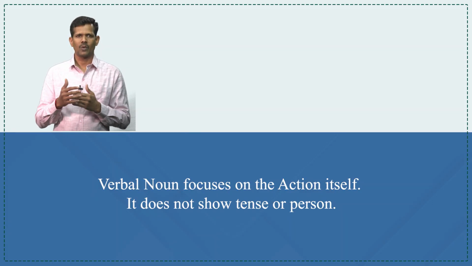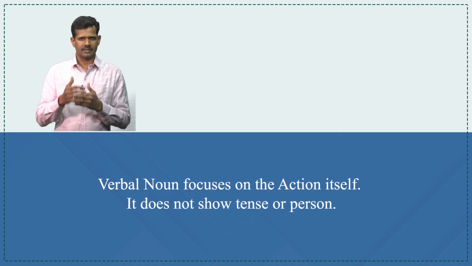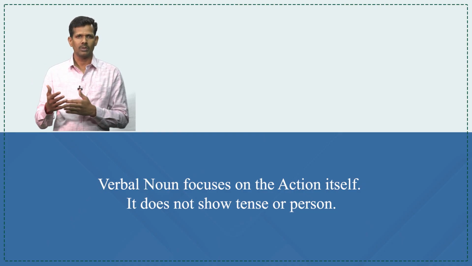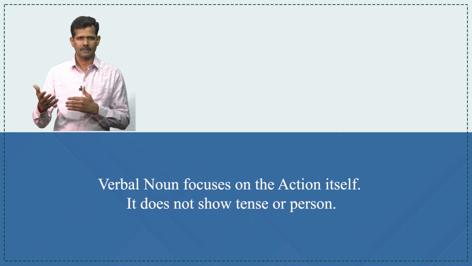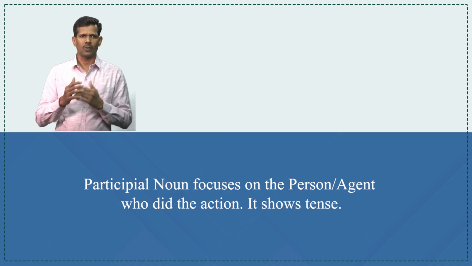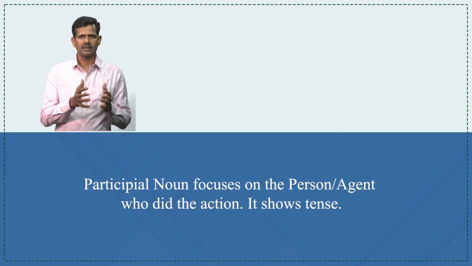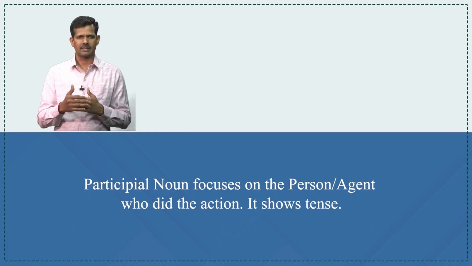Verbal noun focuses on action itself. It does not show tense or person. Participial noun focuses on the person or agent who did the action. It shows tense. Otherwise, we can say a verbal noun refers to the action of the work. On the other hand, a participial noun refers to the doer of the work.